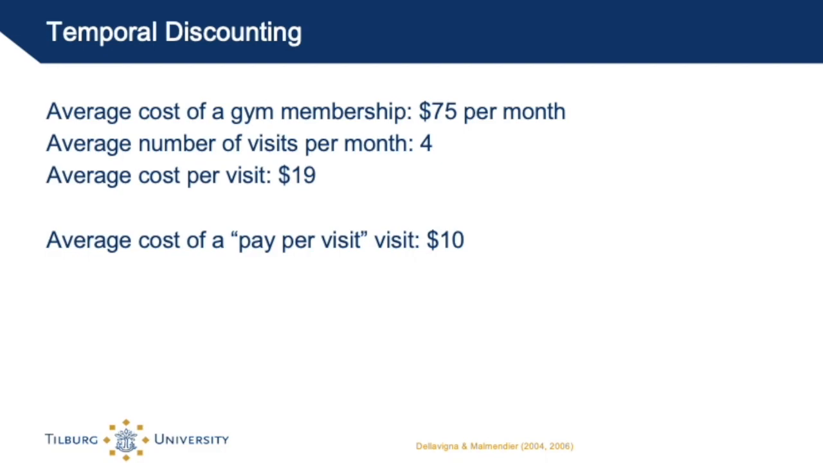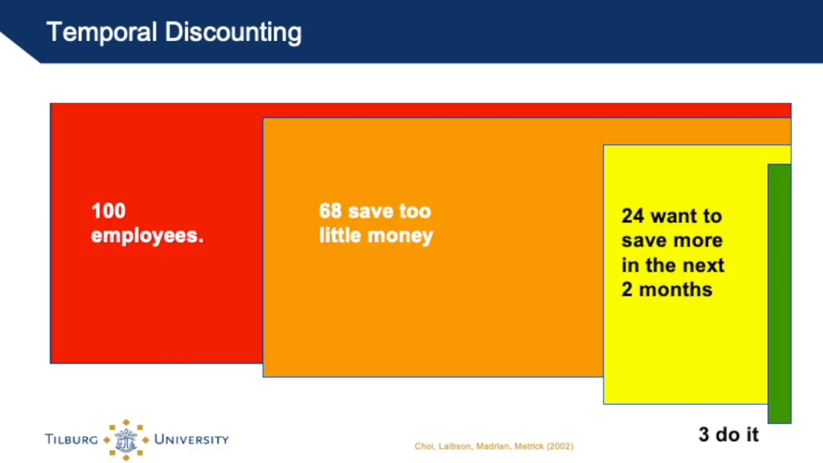But many gyms will also offer a pay-per-visit entry fee, and in this case, the average cost of pay-per-visit was actually only $10. So instead of being a member of the gym, it would have been cheaper to simply pay the pay-per-visit fee. And this is also an example of temporal discounting because people discount basically how much they think they will be able to resist the urge of just staying on their sofa at home. We also see this in terms of savings.